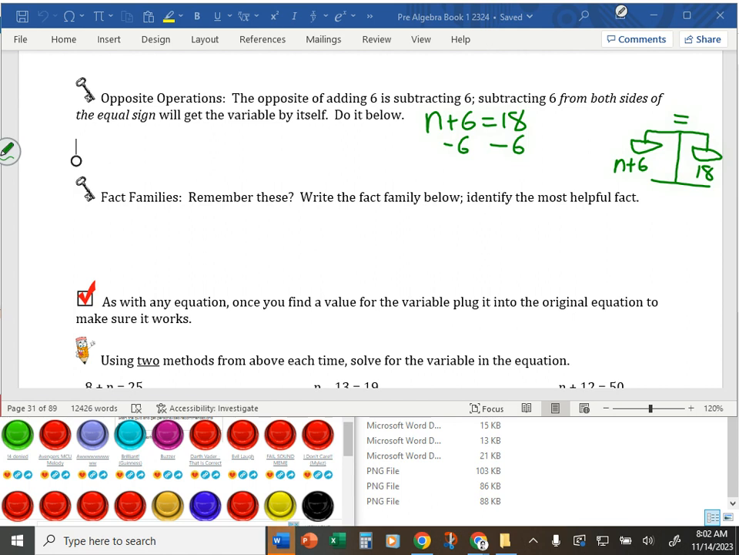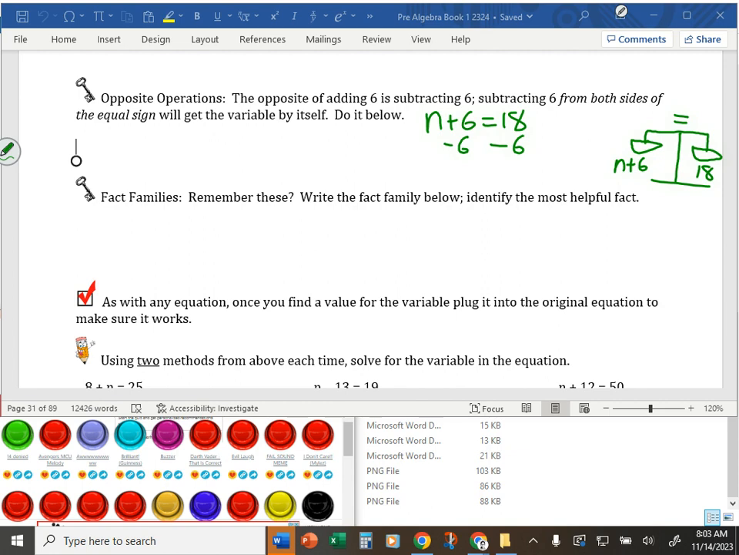So what's the purpose of subtracting 6 from that left side? Oh, now I remember. What's the purpose? Why do we do it? Because it equals 0. It equals 0, right?